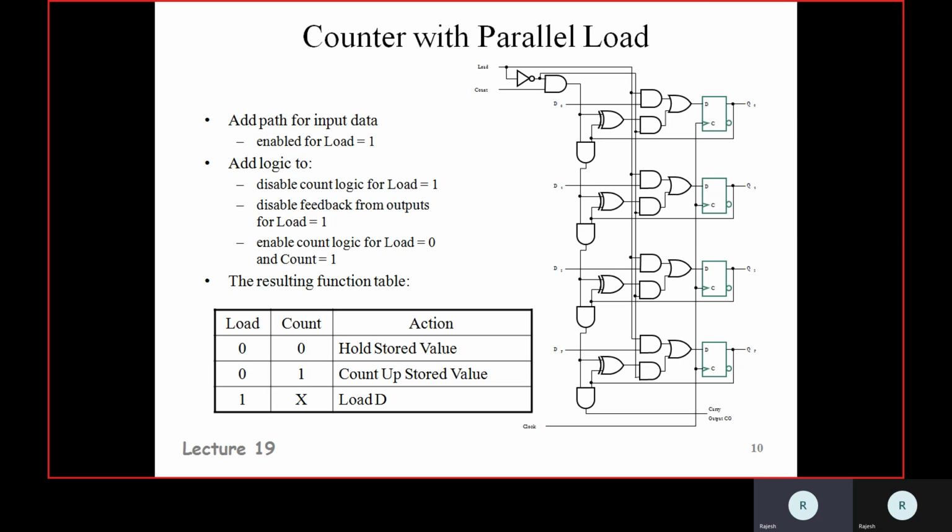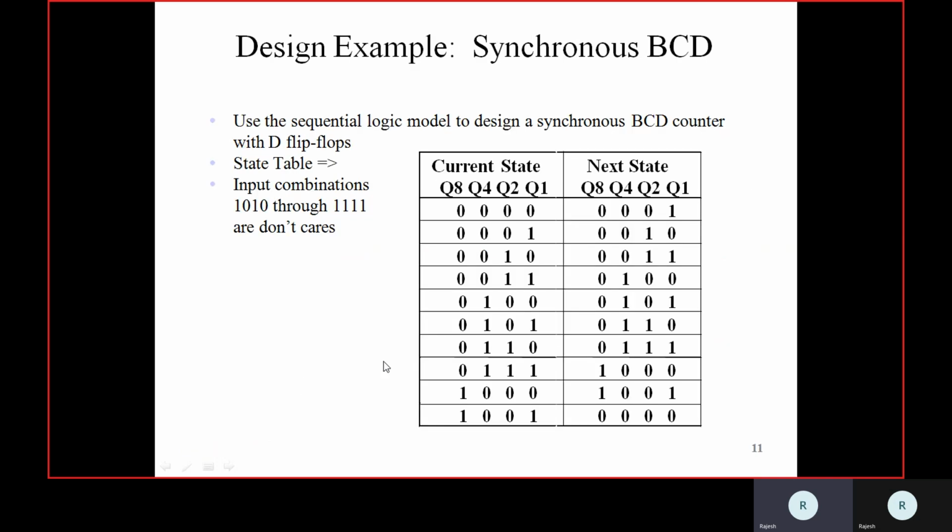So here we are also showing one counter with a parallel load, where along with the enable pin we have a load operation. To the left side there are two bits, one is count and one is load. When count is 0, it will hold the stored value. So all Q3, Q2, Q1, Q0 will hold the same value.